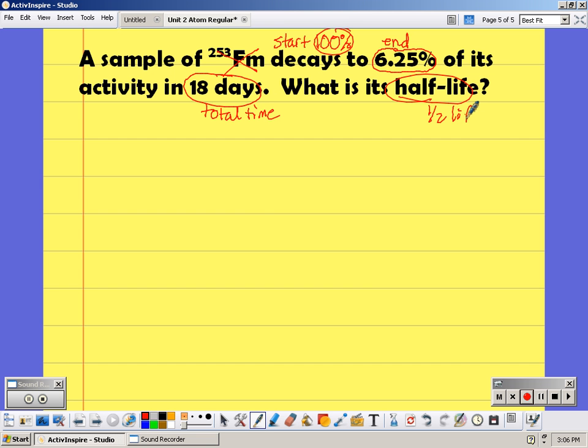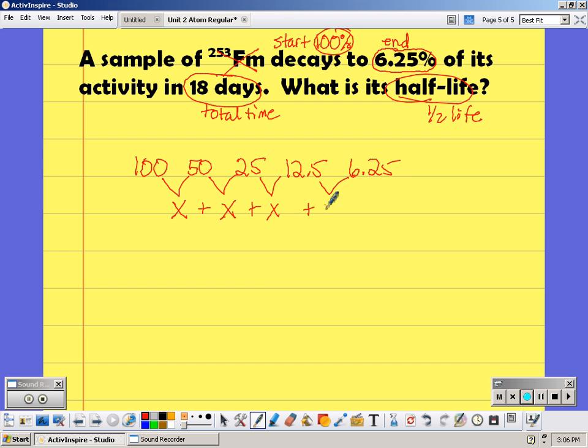So if I start at 100, half of 100 is 50. I don't know the half-life, so I'm going to use x. Half of 50 is 25. Again, I don't know the half-life, so I'll put x. Half of 25 is 12.5 plus x. Half of 12.5 is 6.25 plus x. So 6.25, I've reached my end point, and I know that all has to equal 18 days.